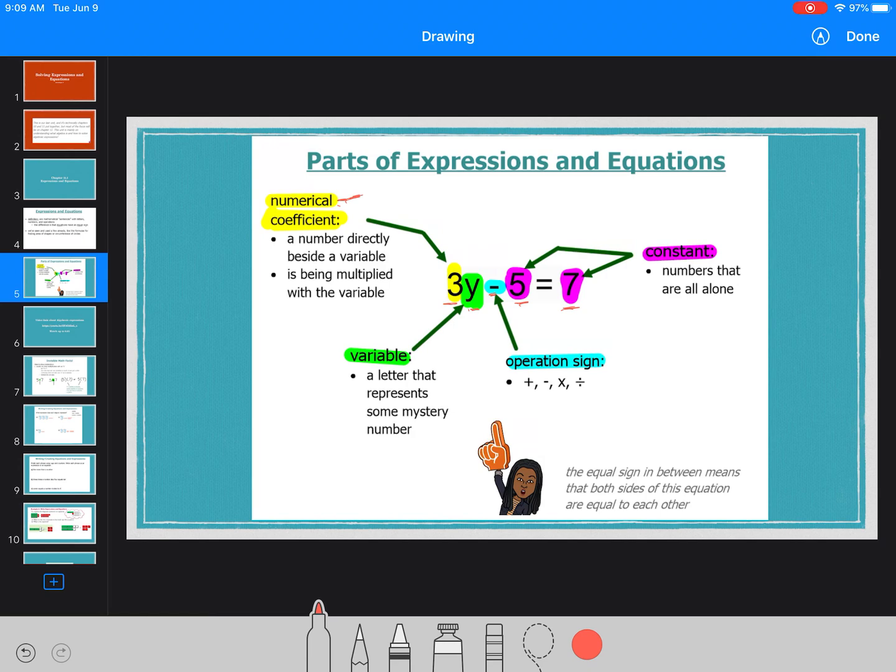Okay, and remember, when you have an equal sign, that means both sides are going to result in the same answer. So they're equal. It's an equation. This would be an example of an equation. If we didn't have the equal 7, that would be your expression.